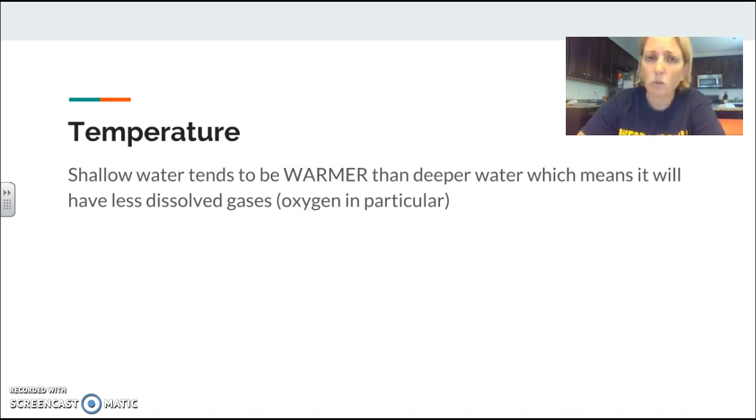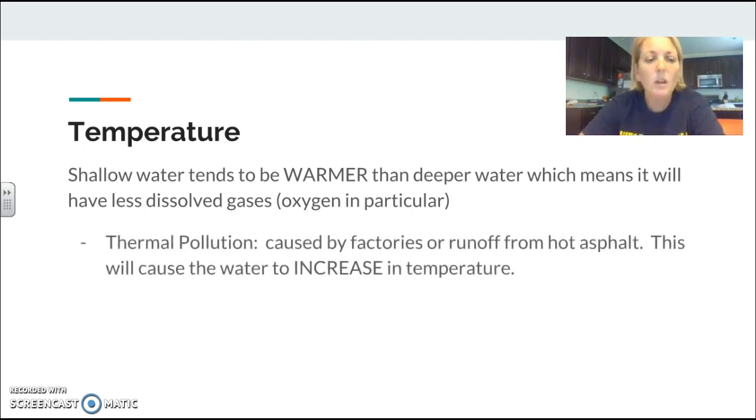Warmer water, the molecules are moving pretty rapidly, which means the water has a hard time adhering to anything else like extra oxygen or things like that. So there will be less dissolved gases in shallow water. In deeper water, because it is cooler, you will get more dissolved gases, and I'll talk about that when we get to that slide.